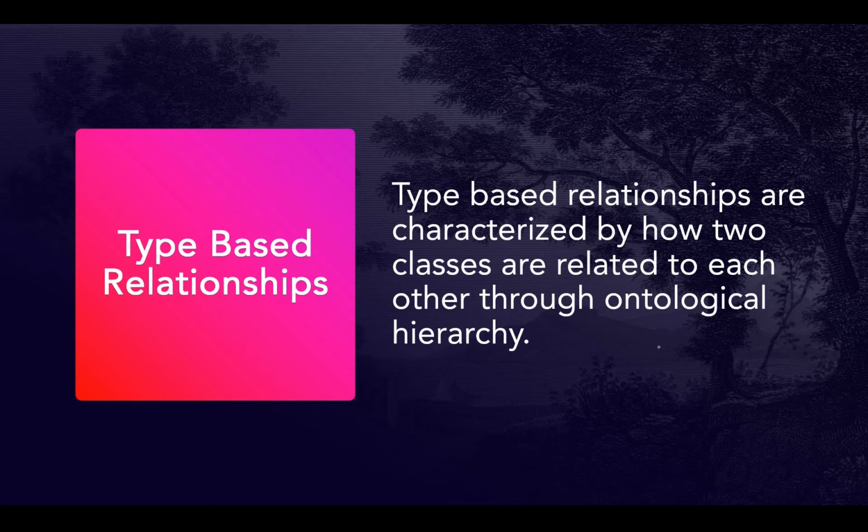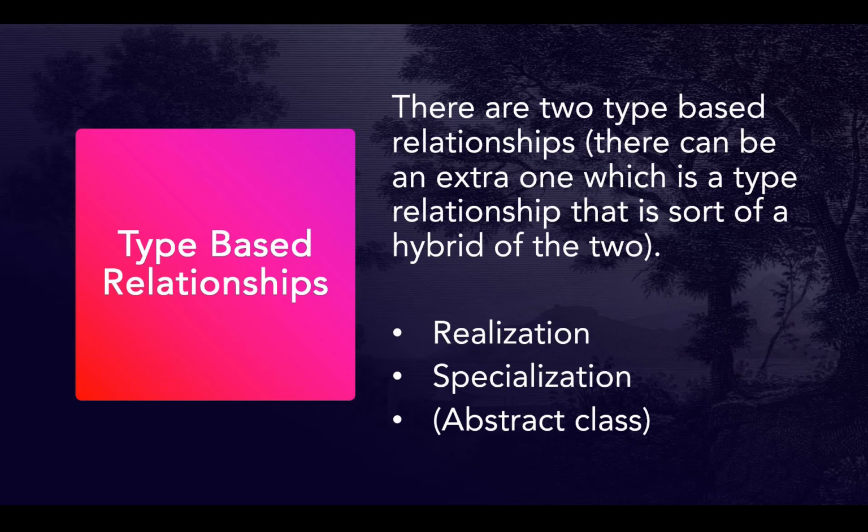That's because if you imagine a mammal, for example, as a type, a mammal is considered an animal. But the reverse is not true. An animal is not necessarily a mammal. There are two type-based relationships. And actually, there can be an extra one as well, which is sort of a hybrid of these two type-based relationships. But the important ones are these two, realization and specialization relationships.